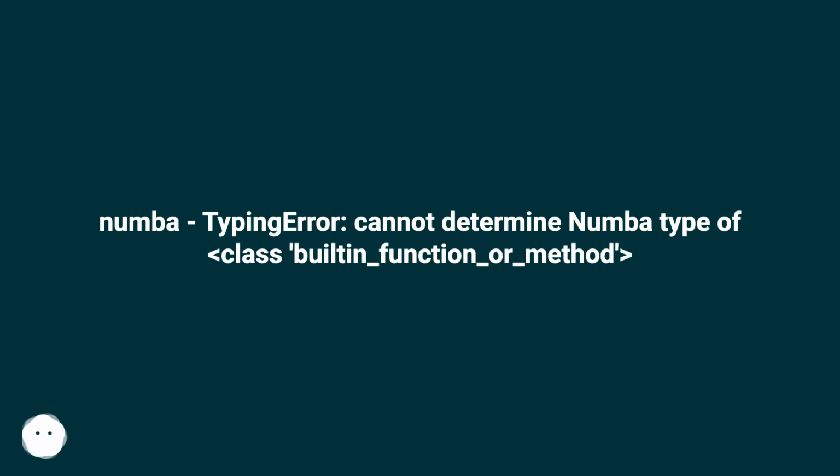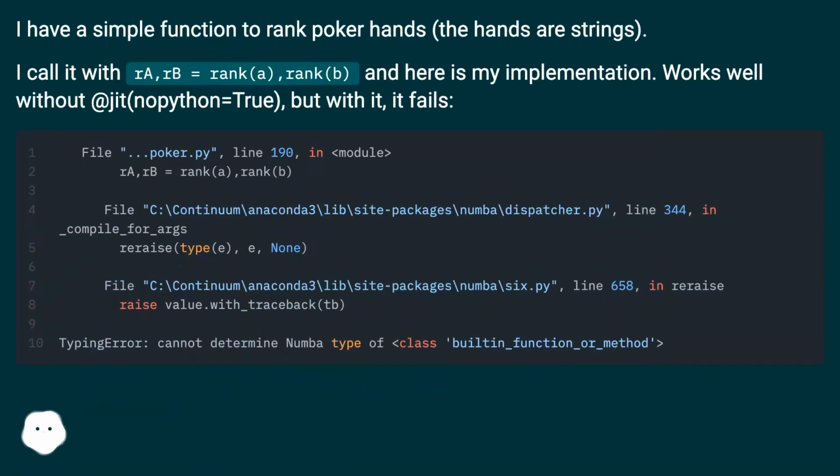Number, typing error, cannot determine number type of. I have a simple function to rank poker hands, the hands are strings. I call it with RB equals rank B, and here is my implementation. Works well without JIT, nopython equals true, but with it, it fails.